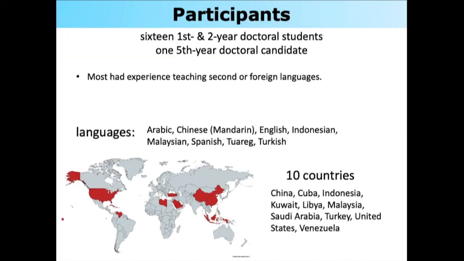The participants were 16 first or second year doctoral students and one fifth-year doctoral candidate. Most of them had experience teaching second or foreign languages. The languages they spoke as first or mother languages included Arabic, Chinese, English, Indonesian, Malaysian, Spanish, Tuareg, and Turkish. And they were from 10 countries around the world: China, Cuba, Indonesia, Kuwait, Libya, Malaysia, Saudi Arabia, Turkey, the United States, and Venezuela.